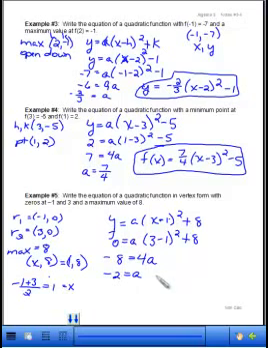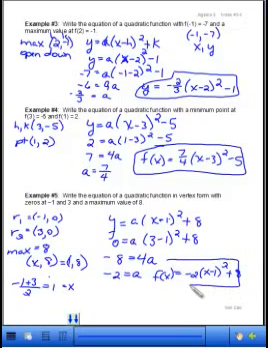Okay. And so my final equation is f of x is equal to -2, and it should open down, so it should have a negative number here. And then we have x minus 1 squared plus, let me think, plus 8. Yeah. Okay. Alright, and so that is our final answer for this one.